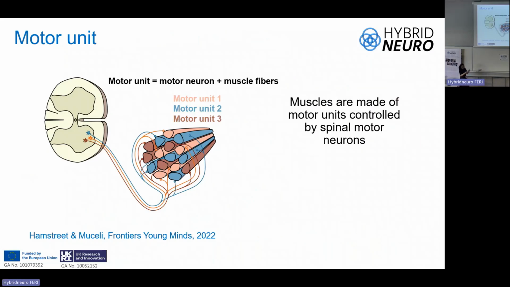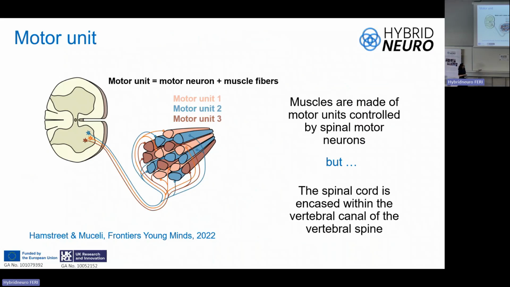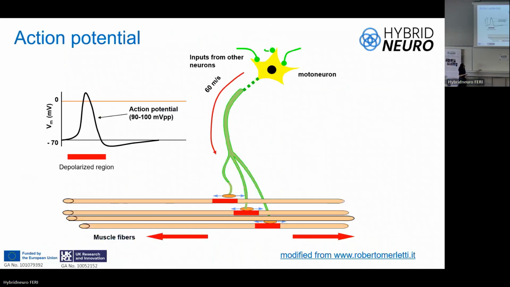Now, summarizing what I said so far, muscles are made up of motor units. These motor units are located at the spinal cord. And the problem is that it's very difficult to access those motor neurons because the spinal cord is well encased within the spine. So how can we record the activity from motor neurons?